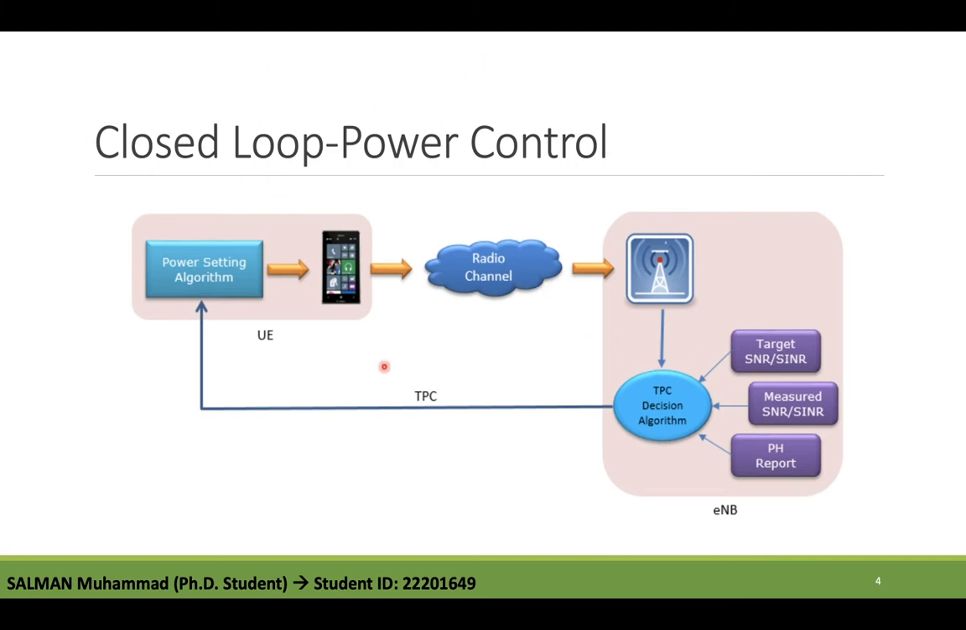Conversely, we have the closed loop power control. It means that the user equipment is getting some feedback from the base station. The base station sends an instruction in the form of a transmission power control decision algorithm, which takes the target SINR and the measured SINR. Based on the difference between the target and the measured SINR, it adjusts and sends the feedback through the transmission power control to the user equipment. The user equipment then adjusts its power according to the instruction coming from the base station, and finally sends the data or control signal to the base station at that power.